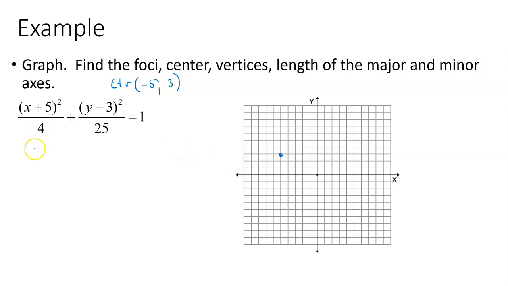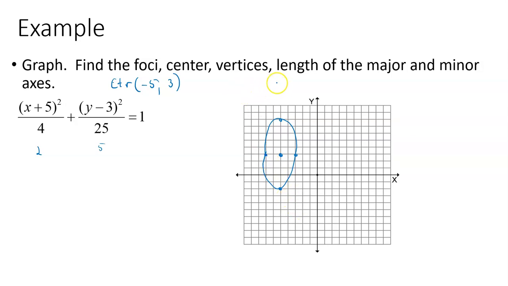All right, the square root of 4 is 2. So in the x direction, I'm going to go 2 to the right. I'm going to go 2 to the left. In the y direction, I'm going to go 5 up and 5 down. So 1, 2, 3, 4, 5. 1, 2, 3, 4, 5. All right, there's my ellipse.